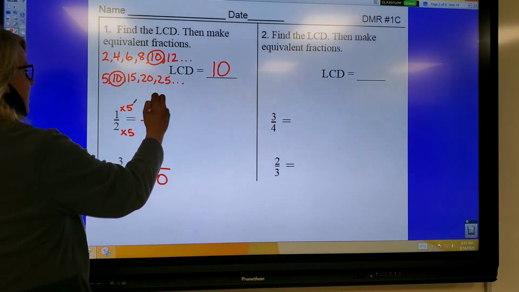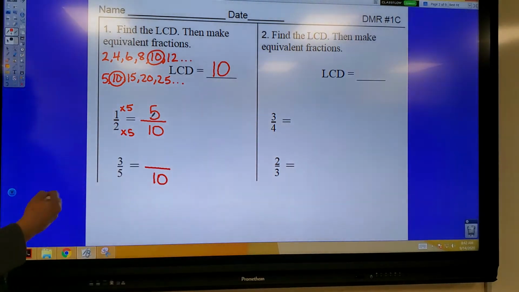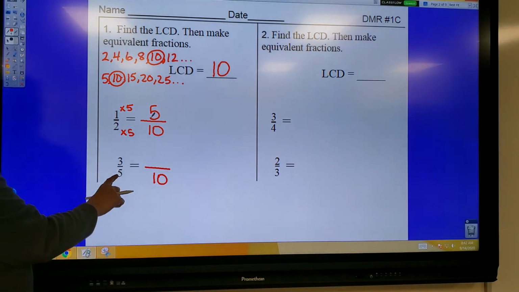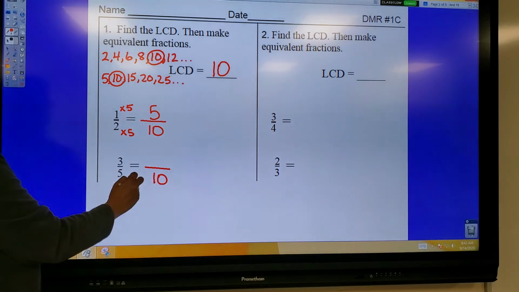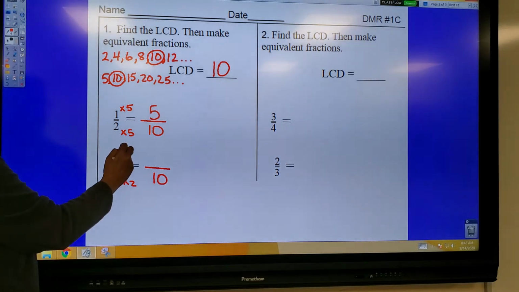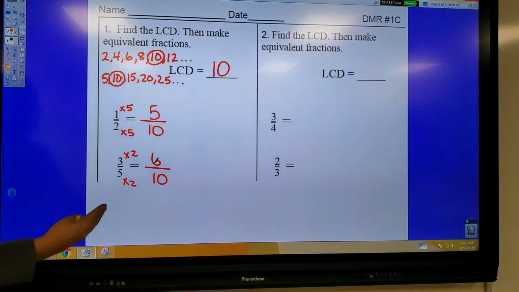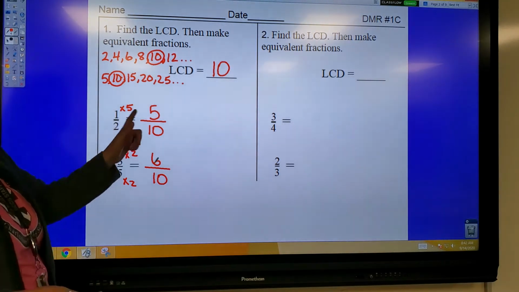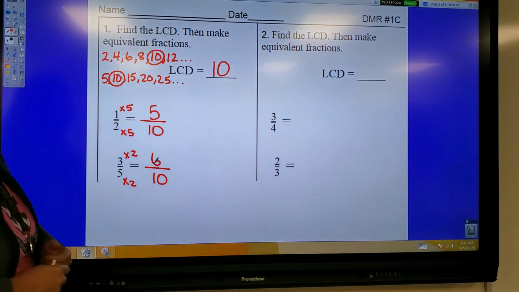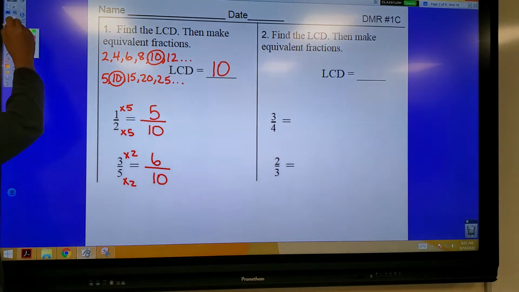So 1 times 5 is 5. So 5/10. Down here, we're going to do 5 times 2 is 10. So I have to do 3 times 2, which is 6. So 5/10, 6/10, there I have equivalent fractions that have the same denominator. So same process over there for question number 2.